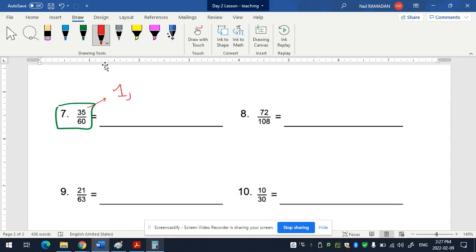How many people here play cards? How many cards in a deck? 52. How many suits? 4 suits, right? How many cards per suit? 13, right? Ace, 2, 3, 4, 5, 6, 7, 8, 9, 10, and 3 face cards. See, 52 is a very common number for math teachers because we always use it when we play chance or probability and cards.